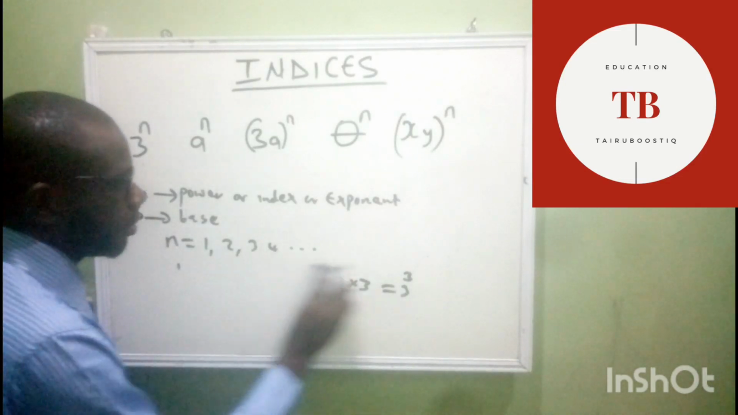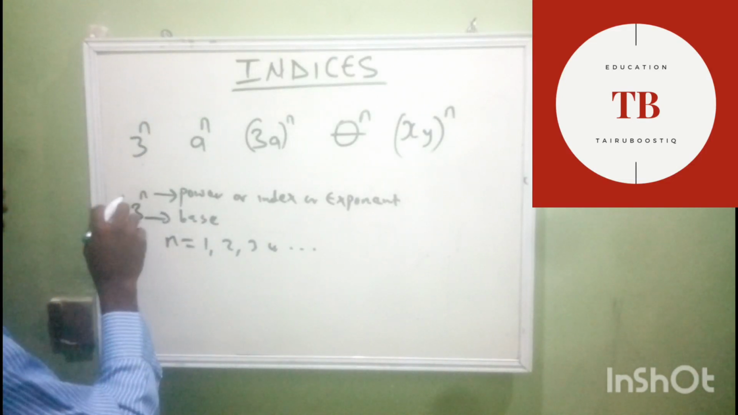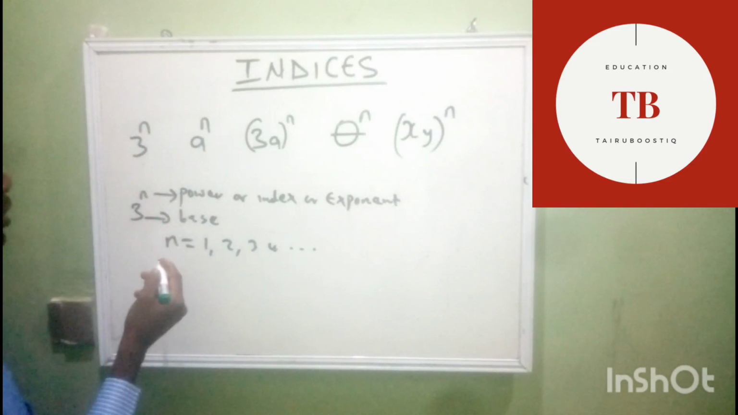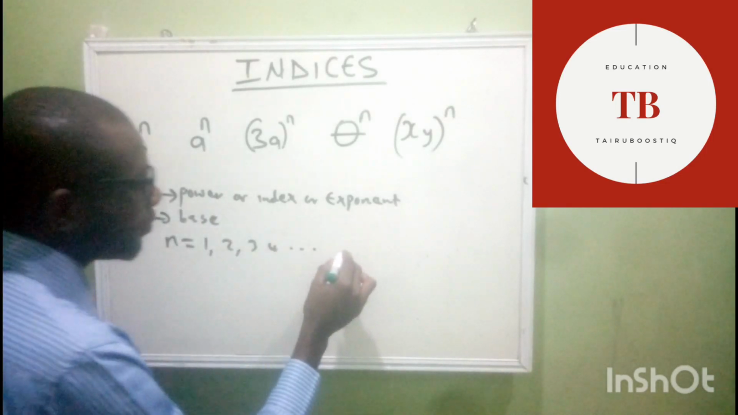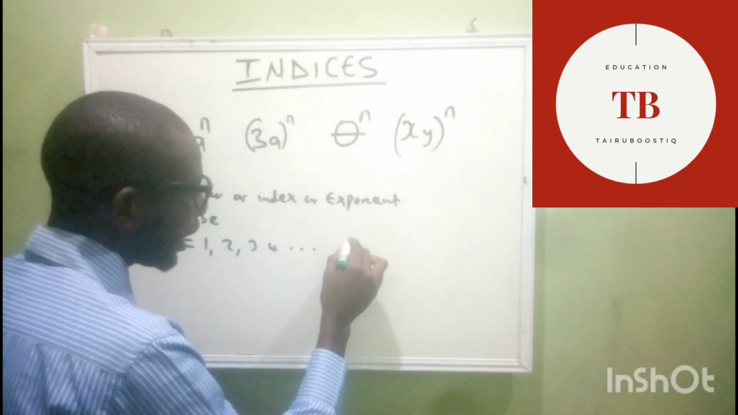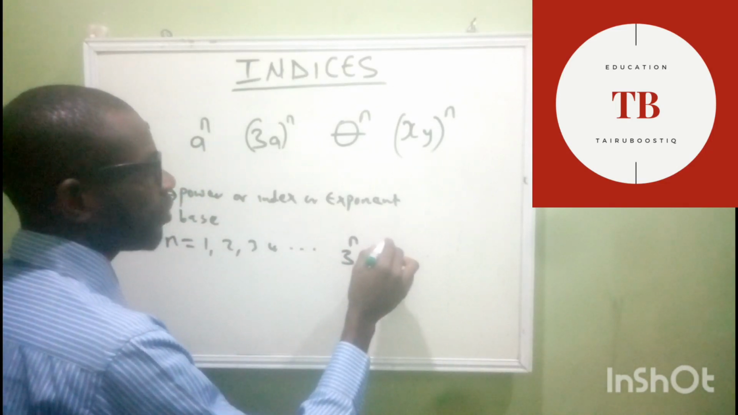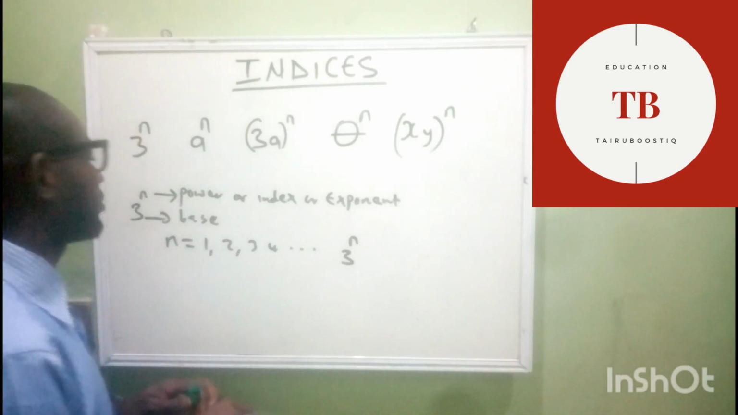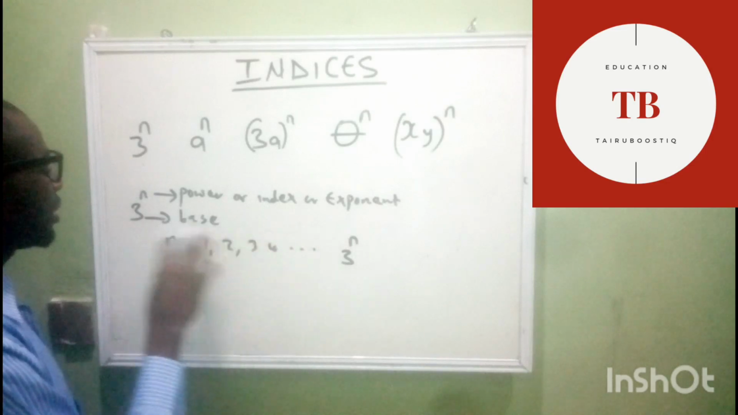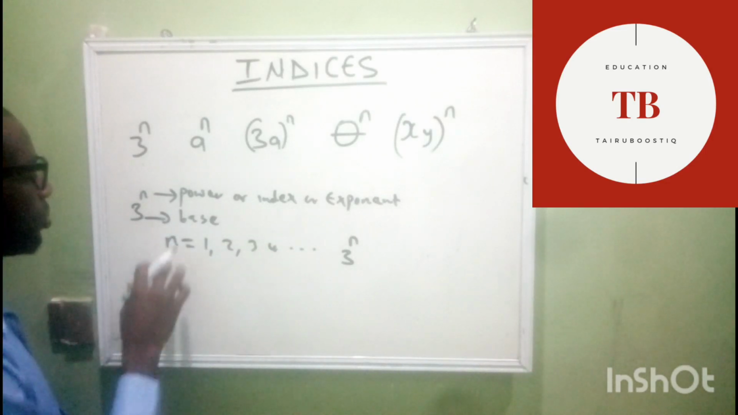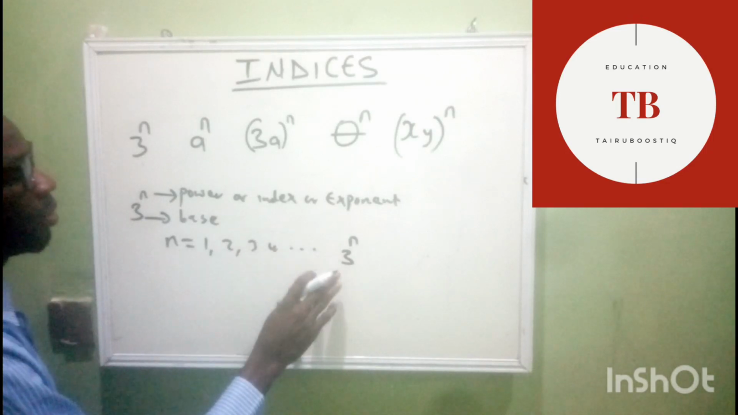Having known the definition of indices, as we say, the way of writing or shortening a number multiplied by itself, if I have 3 raised to power n, remember I said that n starts from 1 to infinity. We say that the n is the power, or the index, or the exponent, while the 3 represents the base, and the n can start from 1, 2, 3, 4 down to infinity.